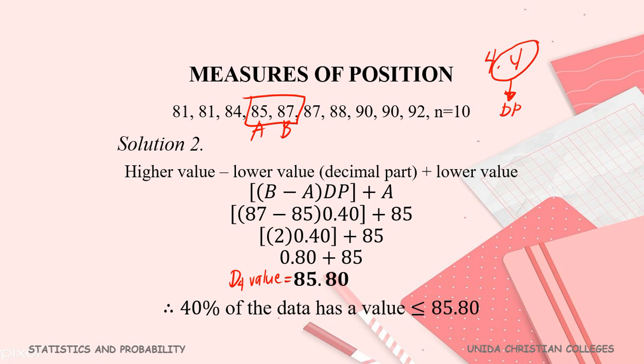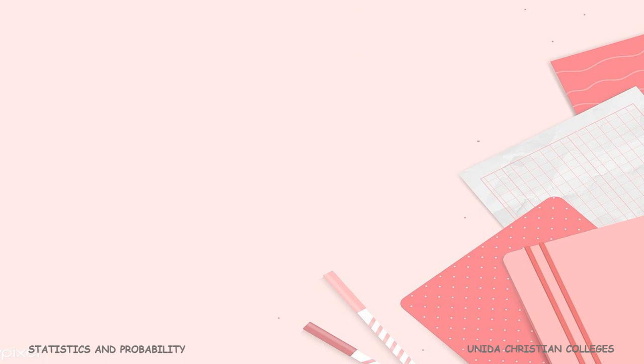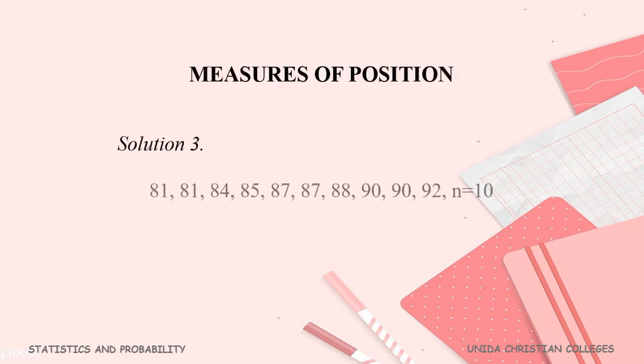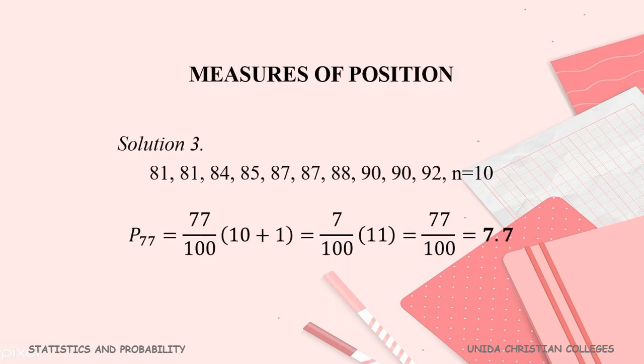Okay? Or 85.80, which is the value. And that is the 40% of your data. Okay. And at last, we have the solution number 3. We have to solve for the 77th percentile, or that is the 77% of your data.